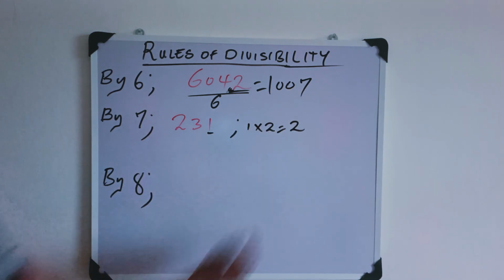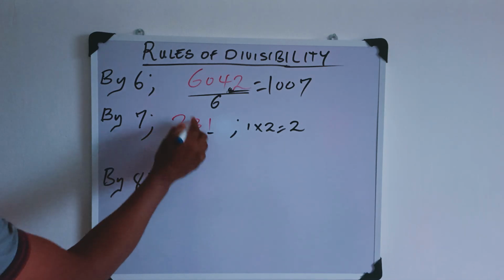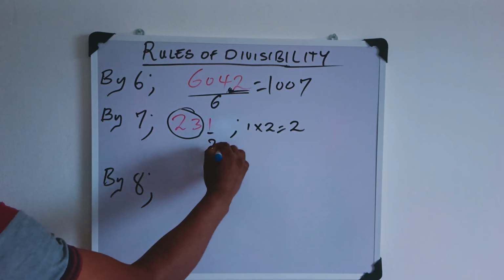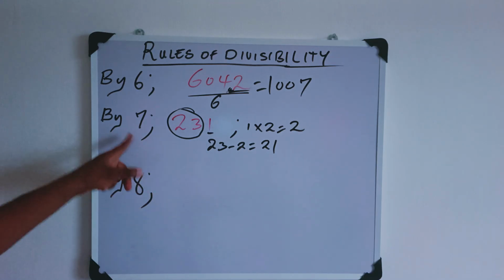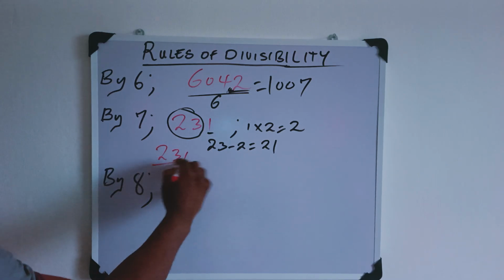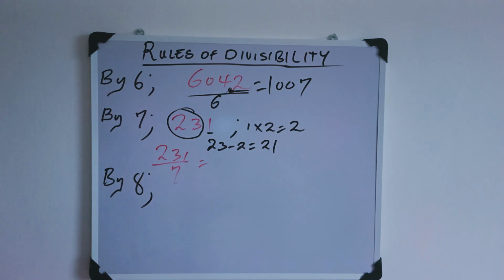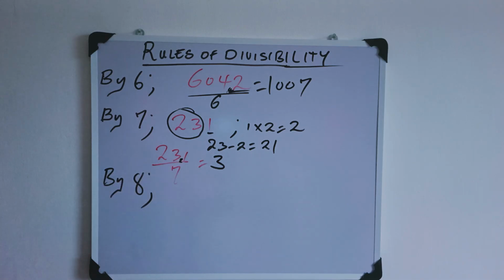We have 2, right? Now, the next step is to subtract 2 from the rest of the number. The rest of the number is 23. So 23 minus 2 gives 21. 21 is divisible by 7, meaning 231 is also divisible by 7. Let's prove it: 231 divided by 7. 7 in 23 gives 3, with 2 left, that's 21. 7 in 21, you have 3. So you're going to have 33.